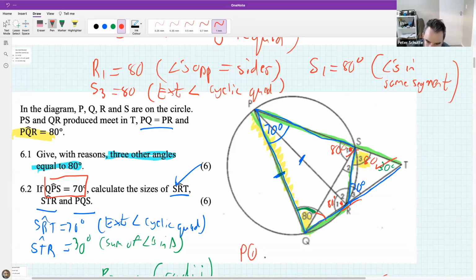PQS. Oh, here we go. Okay, we know this whole thing is 80. We want to know what the little bit over here is, which is going to be less than 80. So what is PQS going to be?